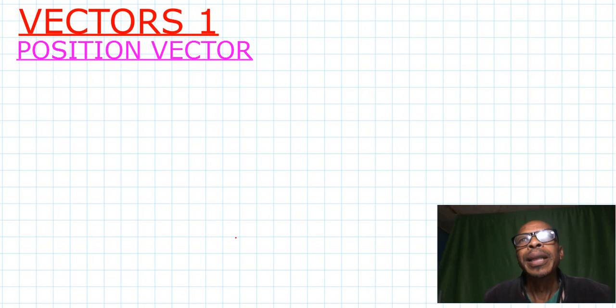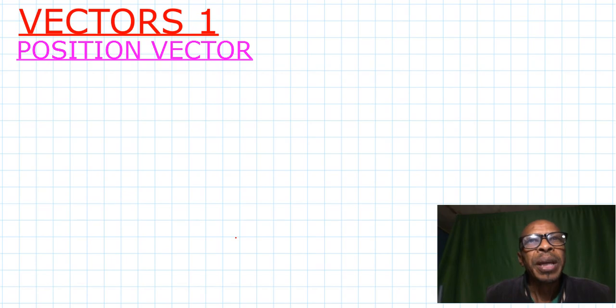In this lesson, we are going to look at position vector. In the previous lesson, we discussed the column vector, and in this lesson we look at the position vector and we see the difference. So position vector, I can define it as a vector that starts from the origin.